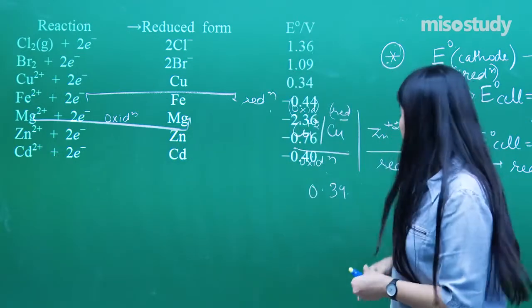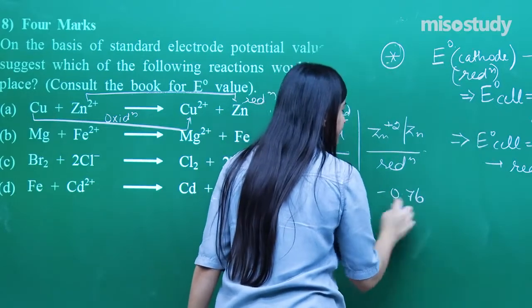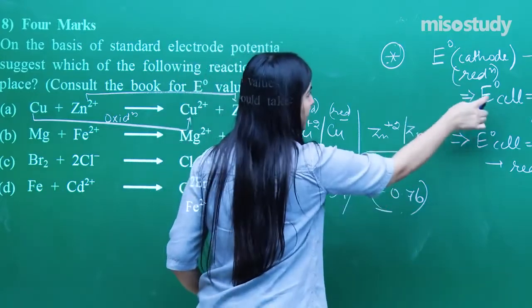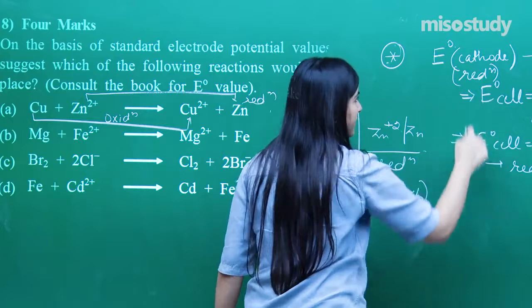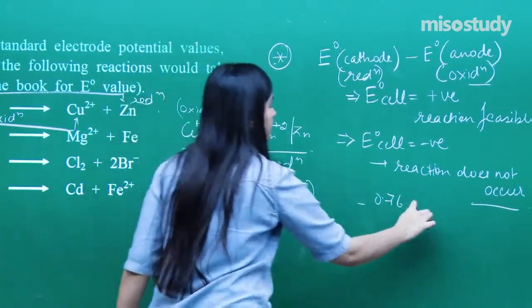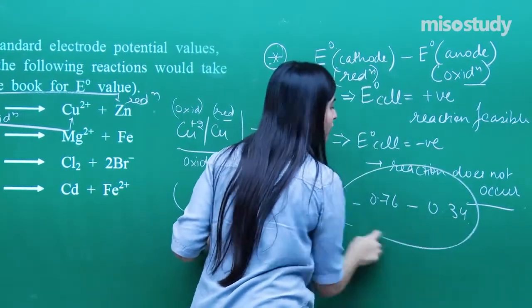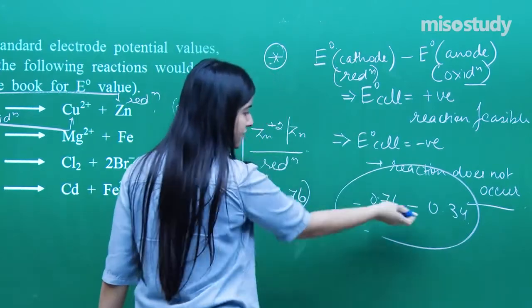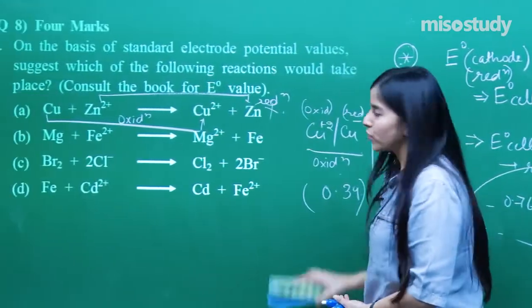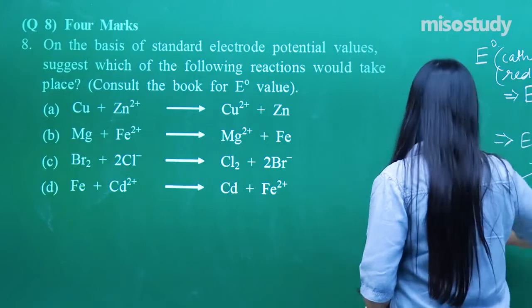I hope that is visible to you. Minus 0.76, right? Now what I need to do is just put the values over here. It will be minus 0.76 because that is the reduction process, and minus of 0.34. The overall value will come out to be negative definitely, so it is not feasible. Reaction number 1 is not possible. Okay, got it? Let's move on then.